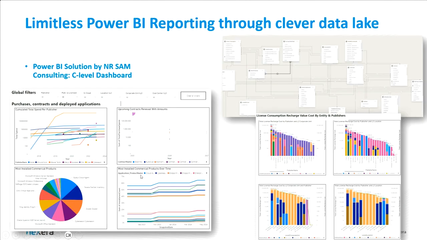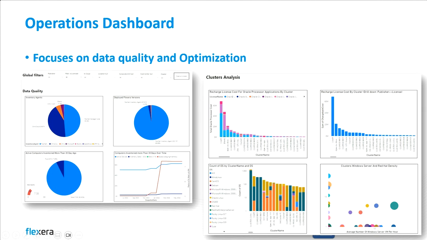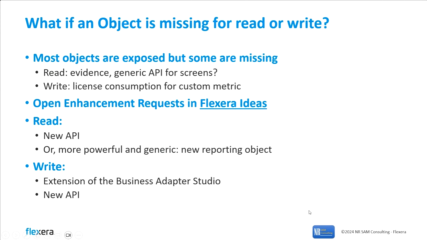As well, you can do Power BI reporting. This is the solution I was showing, provided you have built a powerful data lake with all the links and so on. You can then have the C-level dashboarding that shows the chargeback costs, as well as the operations reporting that will show your performance and your optimizations.